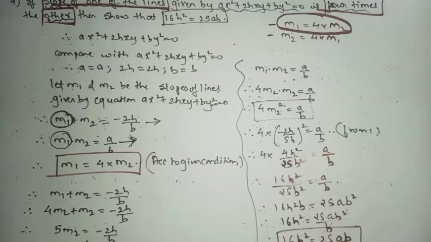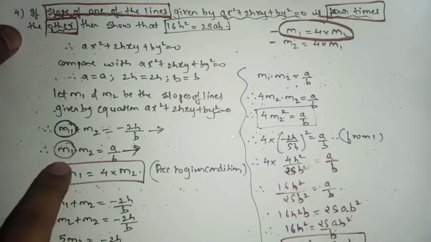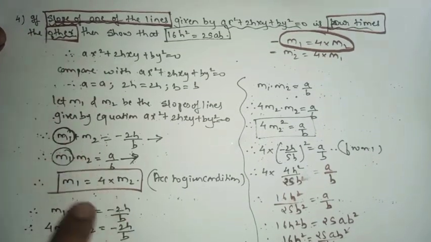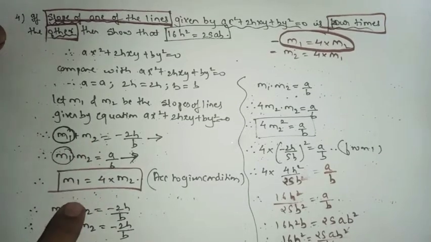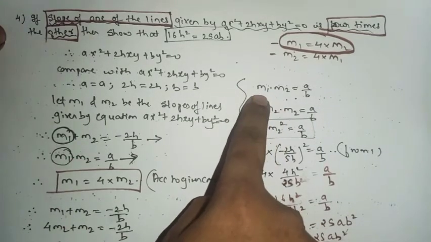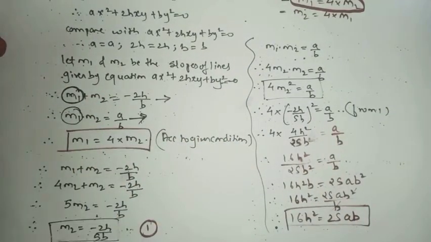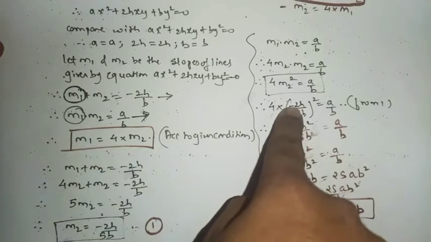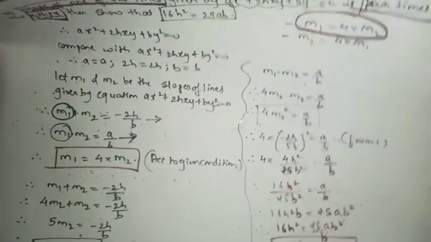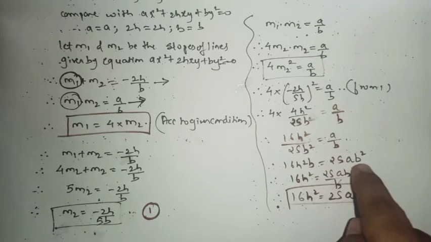So once again I will explain this sum. Here you have the equation, compare the equation, find the sum of the slopes and the product. According to the given condition, one slope is 2 times the other. You will take the first condition, replace the value of m1 by 4 times m2. You will take the second, replace the value of m1 by 4 times m2. In the first part you will get the value of m2. Substitute the value of m2 here. You will write the reason that you got it from equation number 1. So when you solve, you will get this answer, 16h square b equals 25ab square.